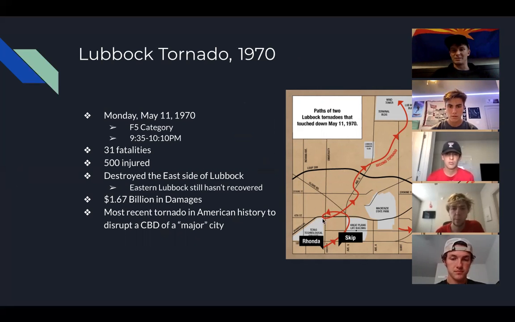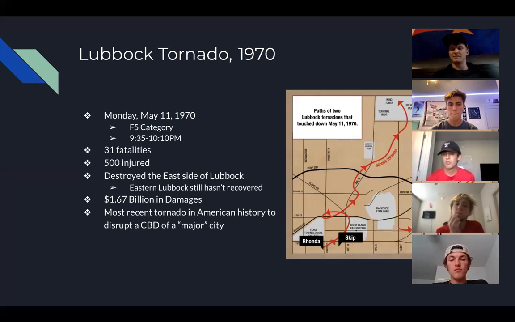It did a loop around, damaged the football stadium, and then it went to the east side of Lubbock near the airport. There was also a second tornado on the east side of Lubbock that did damage as well. The eastern side of Lubbock still has not fully recovered from the tornado. The east side of Lubbock is known as not as nice of an area because once that part of the city got wiped out in 1970, there were not a lot of funds that people needed to improve their homes in the area. So that's why the area still has not fully recovered.